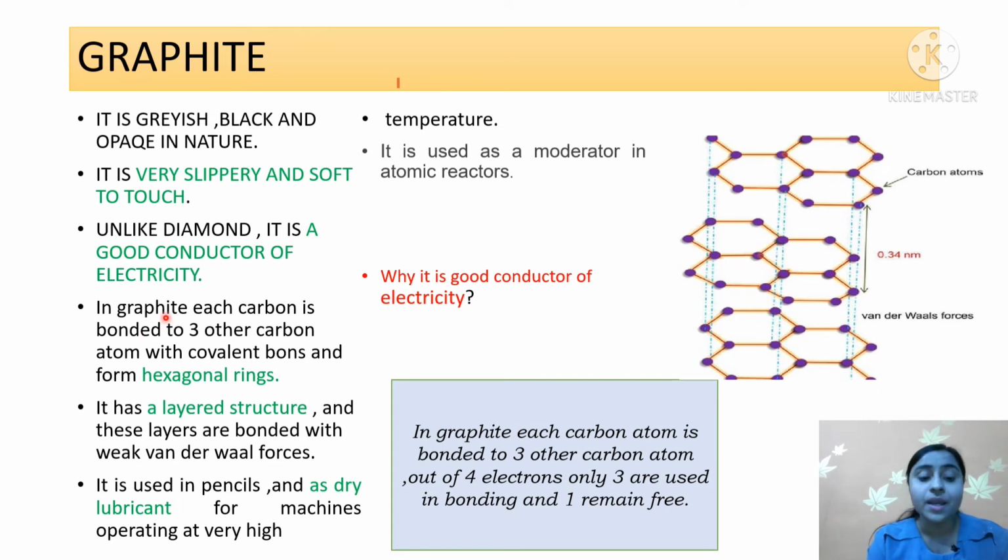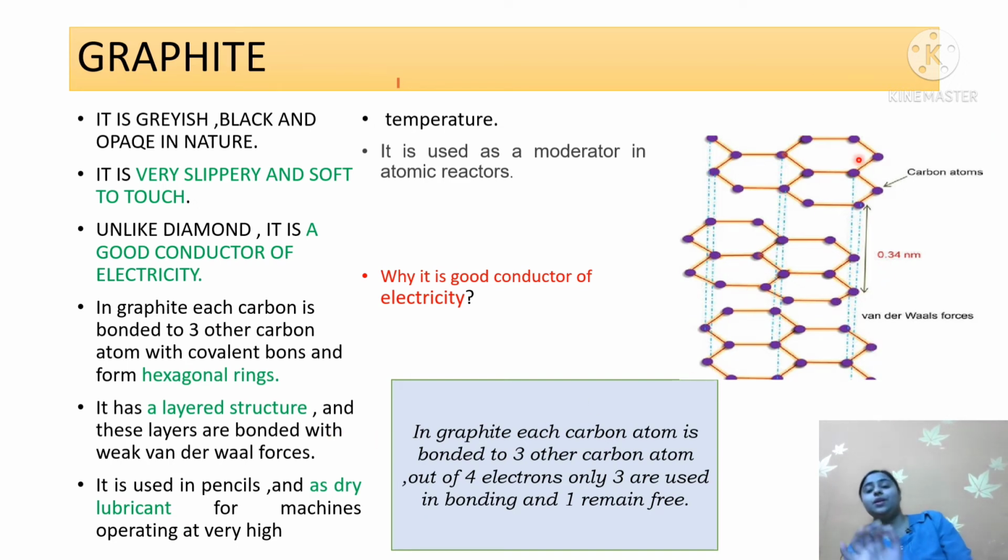Okay, in graphite, here is the structure. Here we can see that this is a centrally placed carbon and it is attached to 1, 2 and 3 carbons only. In graphite, each carbon is bonded to 3 other atoms with covalent bonds and forms a hexagonal ring. As you can see here, hexagonal rings are present. Actually, graphite has a layered structure and these layers are bonded with a very weak force of attraction, that is van der Waals forces. Okay, students.